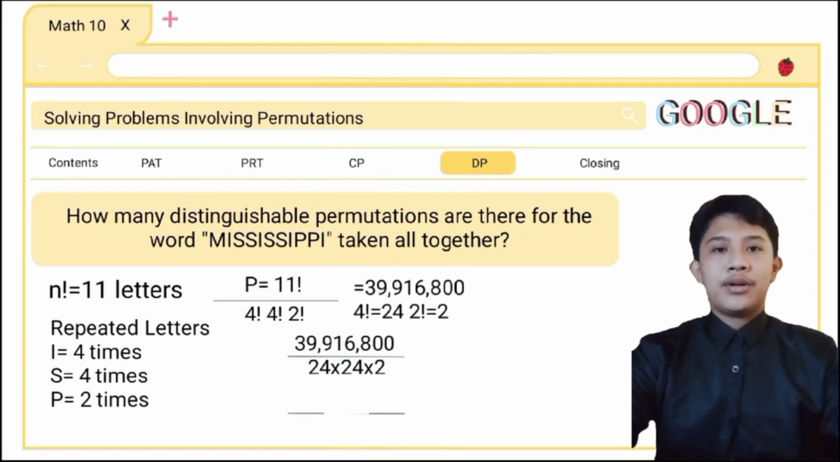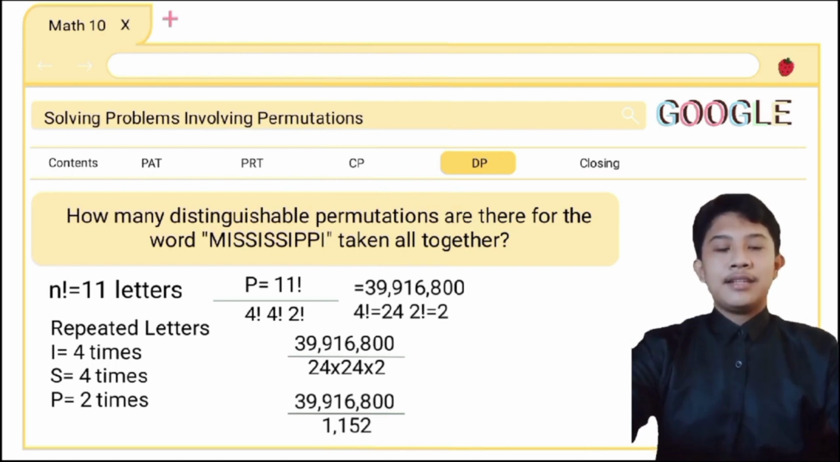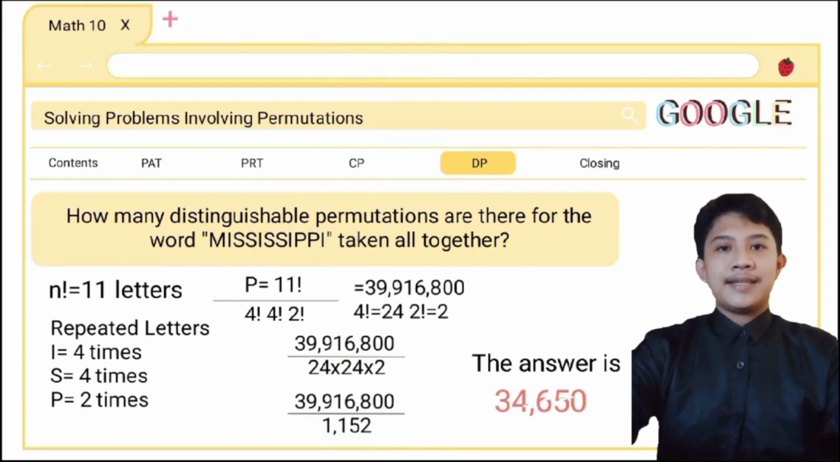And now we know that our numerator is equal to 39,916,800 and our denominator is equal to 1,152. We need to divide the numerator by the denominator to get the answer. 39,916,800 divided by 1,152. And the final answer is 34,650 distinguishable permutations in the word Mississippi.